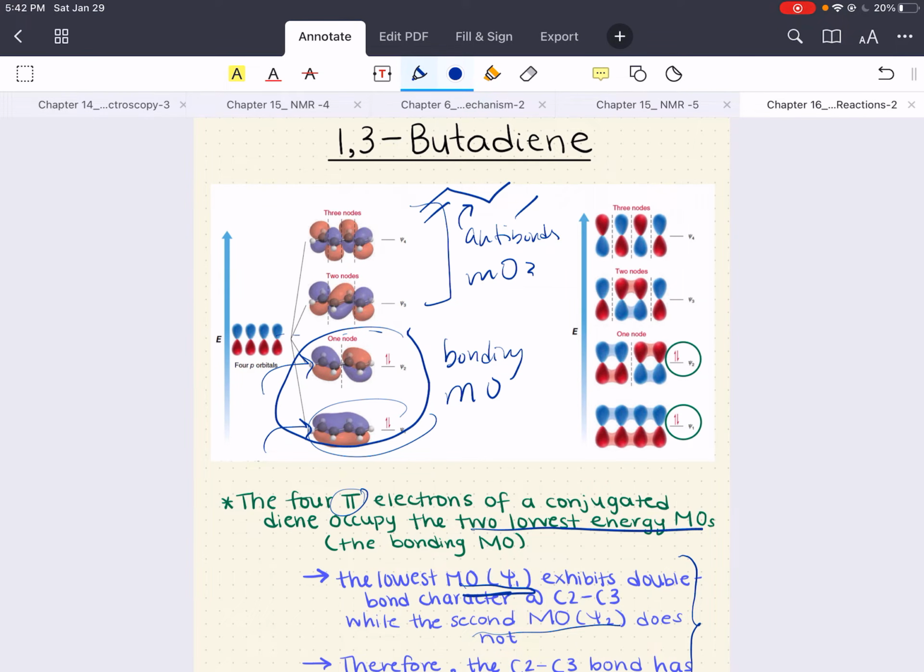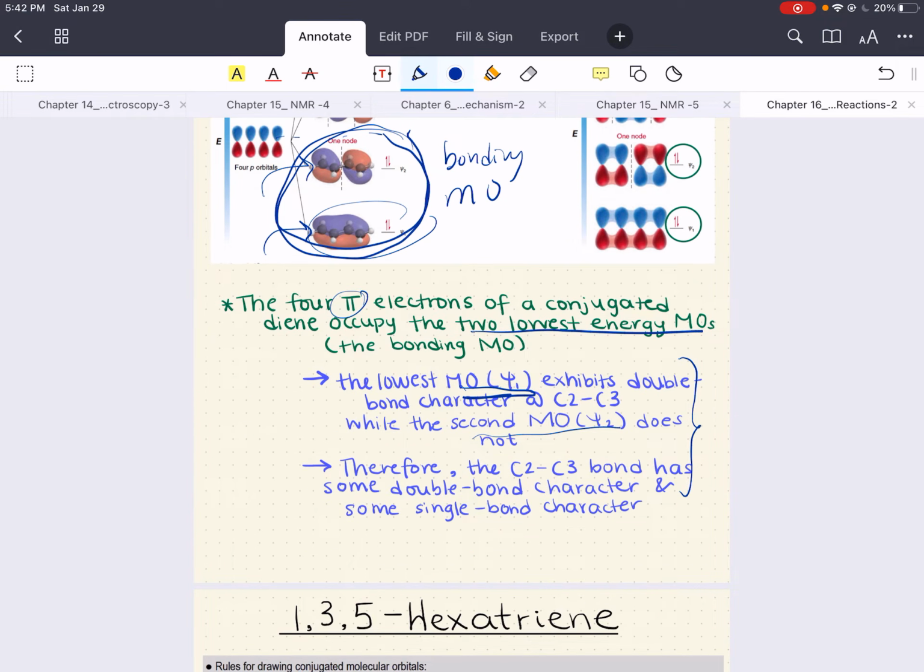It's because of the blended characteristics of the two molecular orbitals that are occupied. All right, so that's how our molecular orbital theory comes into play for explaining why our sigma bond that is between two double bonds is shorter than a normal single bond.